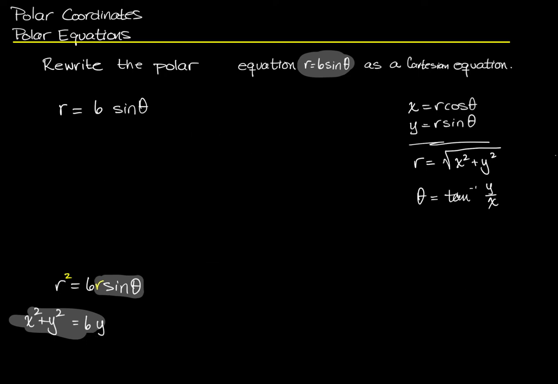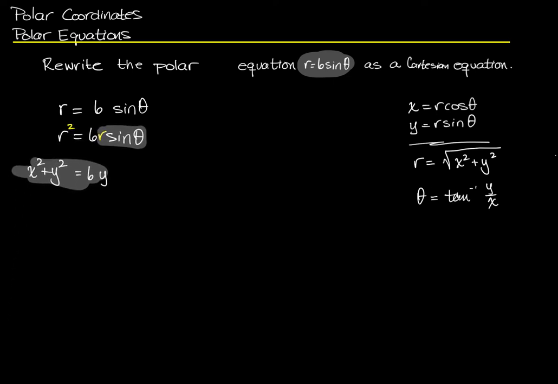Let's get rid of this brute force method and just keep the method that we found that was a lot simpler to work with. And then I'm going to keep playing with x squared plus y squared equals 6y. In fact, I'm going to start by subtracting 6y from both sides.